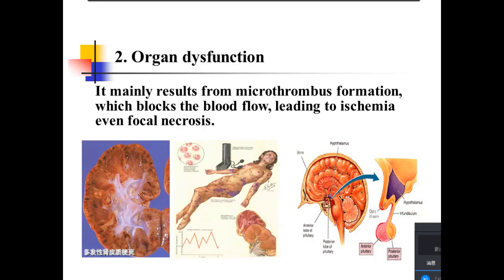Now, bleeding is the first manifestation of DIC. From it we know that in DIC the secondary fibrinolytic system is activated, and the fragments include D-dimer. Now the second manifestation of DIC is organ dysfunction. Why does organ dysfunction happen?